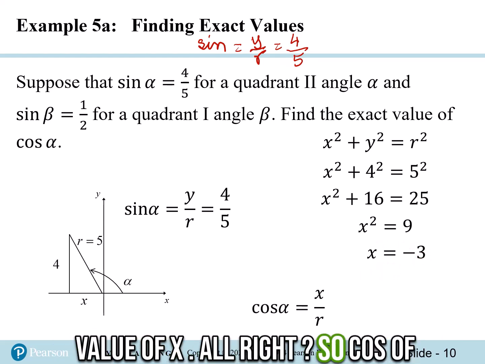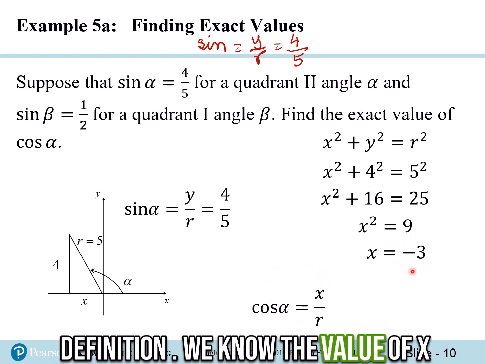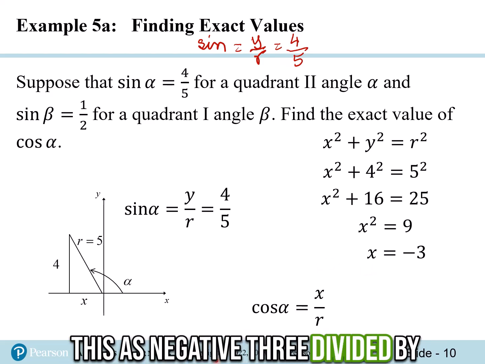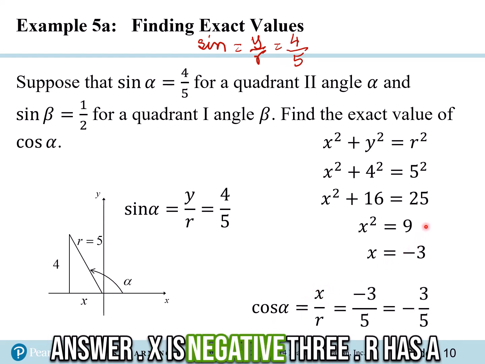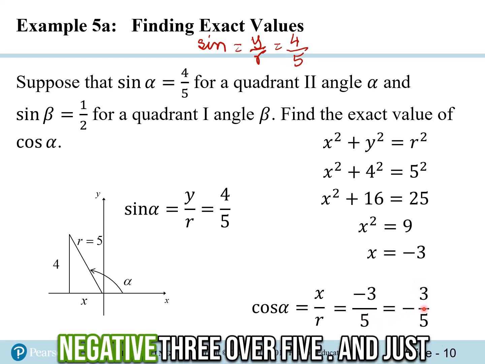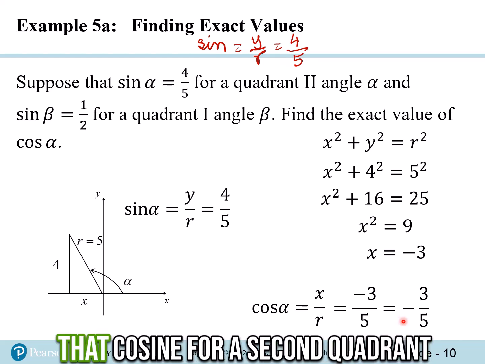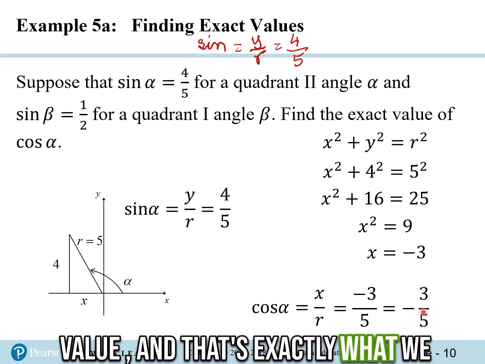All right? So cos of alpha is equal to x divided by r by definition. We know the value of x now, so we can write this as negative 3 divided by 5. That should be the final answer. x is negative 3, r has a value of 5. So the final answer is negative 3 over 5. And just remind yourself as a cross check that cosine for a second quadrant angle should always be a negative value, and that's exactly what we got here.